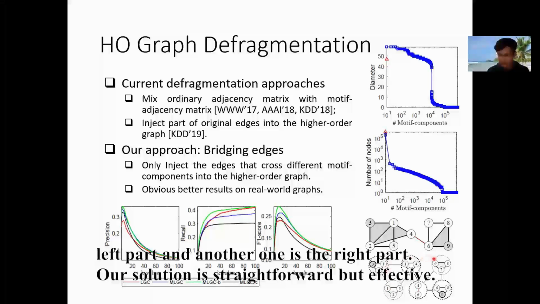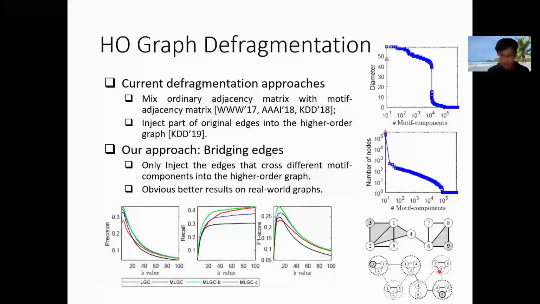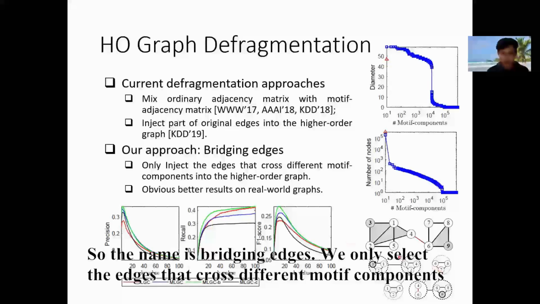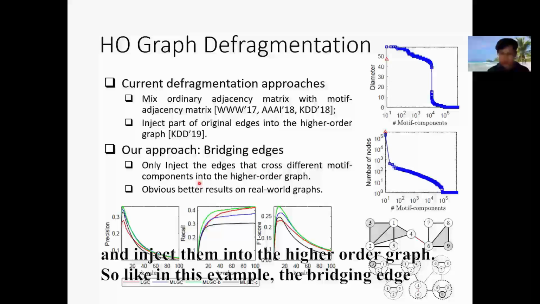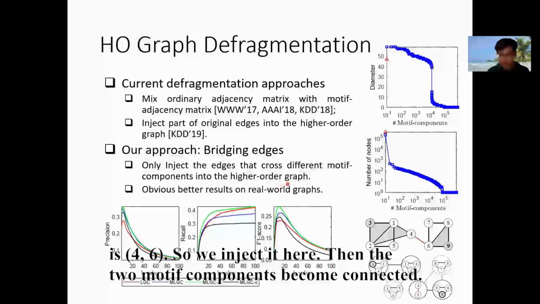And our solution is straightforward but effective. It is called the bridging edge. We only select the edges that cross different motif components and inject them into the high-order graph. Like in this example, the bridging edge is 4, 6. So we inject it here, then the two motif components will become connected.